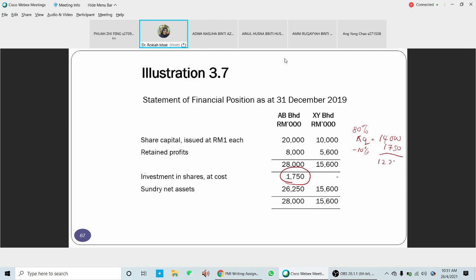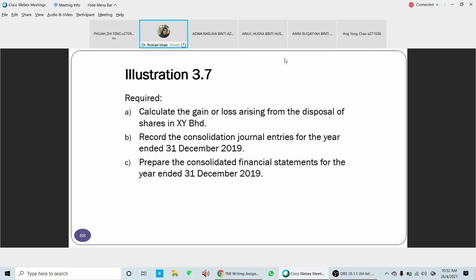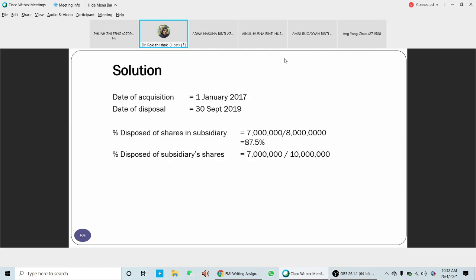1225. So this one is the reduction in the CA. Okay, so this is one method, a shortcut method, where you calculate from the information that we have in the income statement and the statement of financial position. Okay, so you need to calculate the gain. So this is another method to calculate the cost of investment that is disposed.